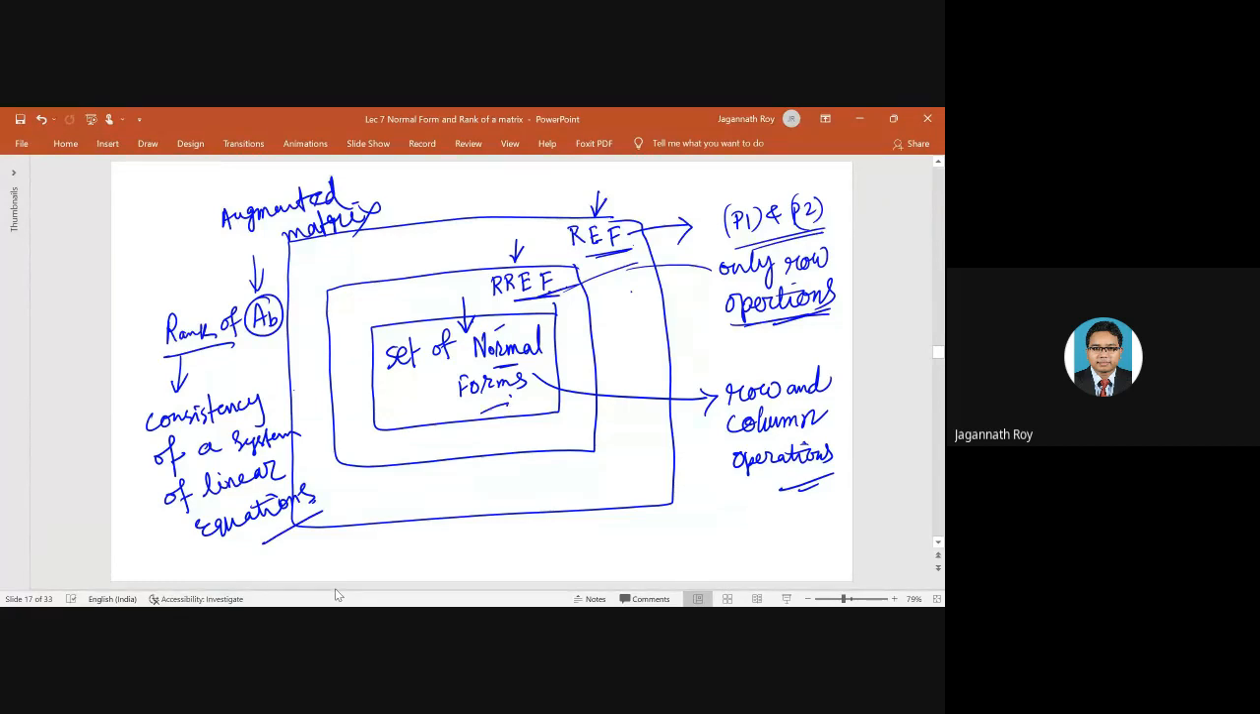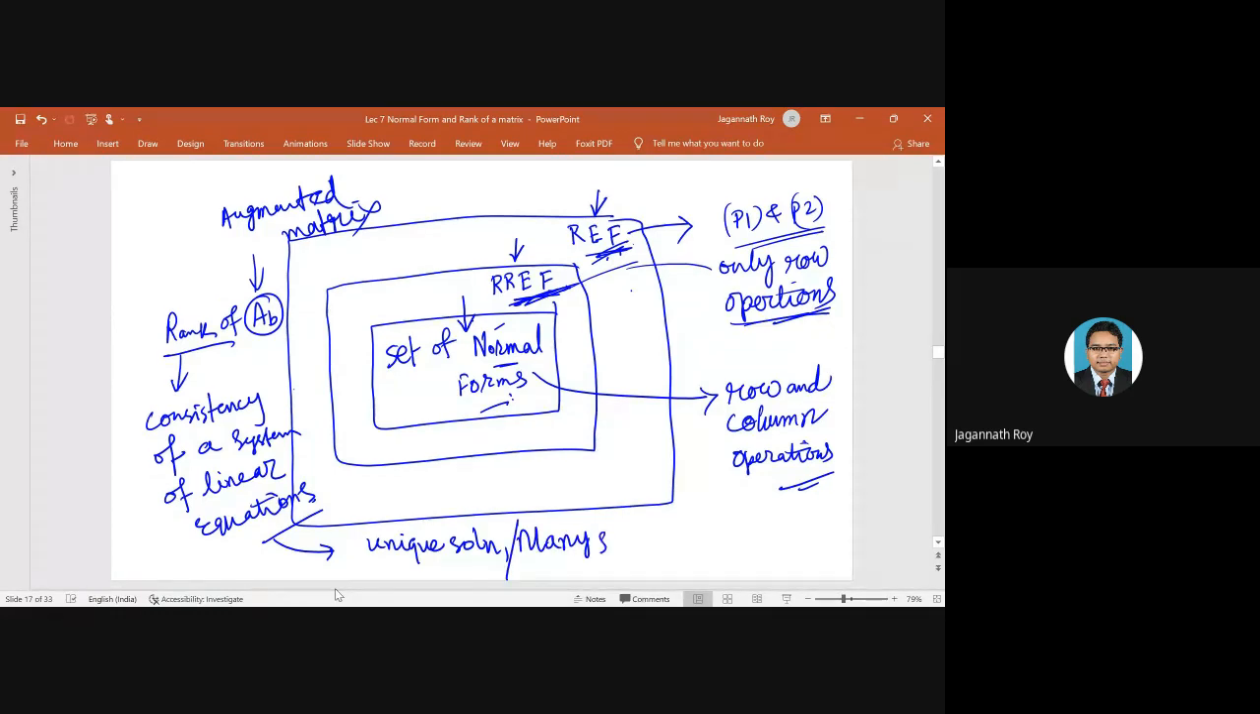So normal form, find the rank. Row equivalent form, find the rank. Row reduced equivalent form, find the rank. Row equivalent form, find the rank. If you find the rank, it will help us to understand whether we have a unique solution, or many solutions, or no solutions. These are the three cases we can understand with the help of rank.